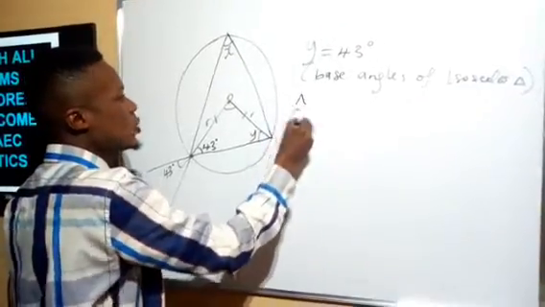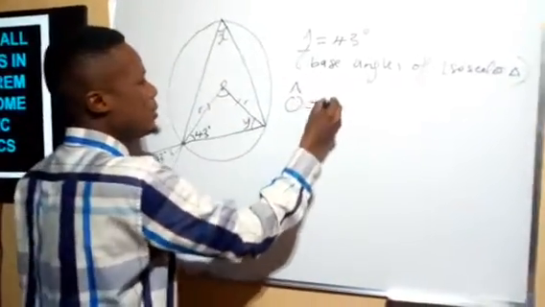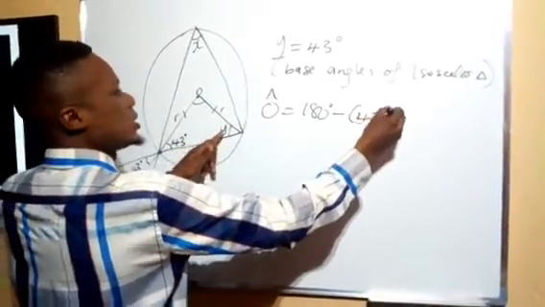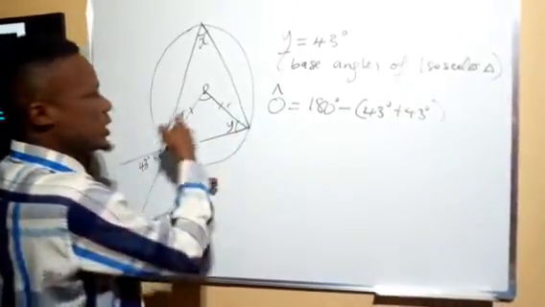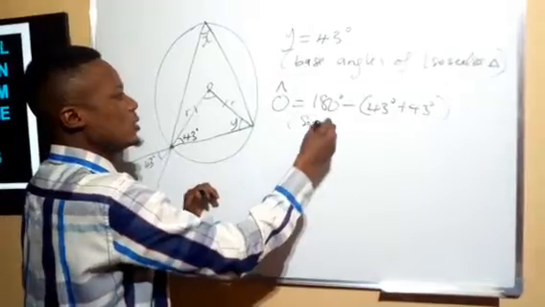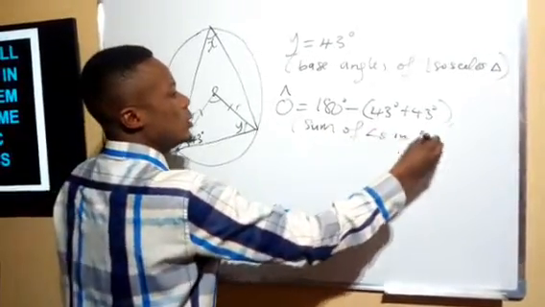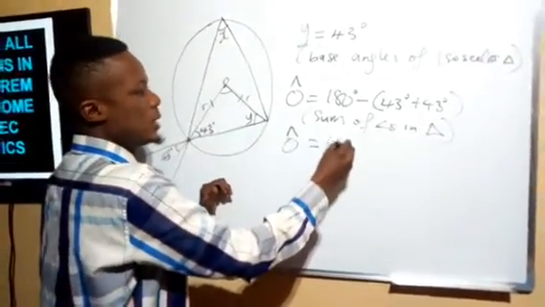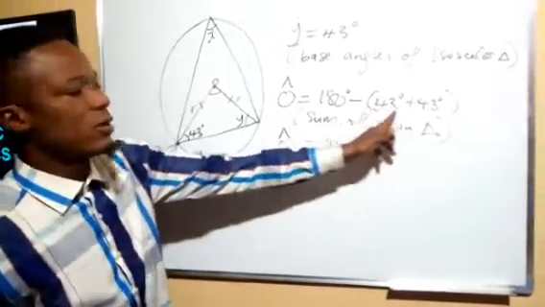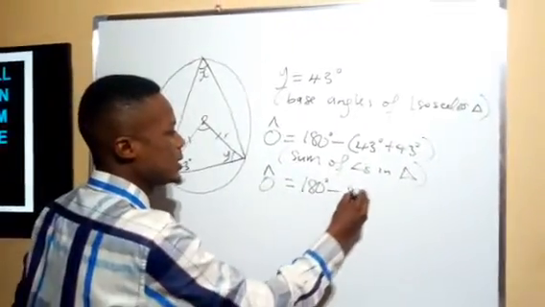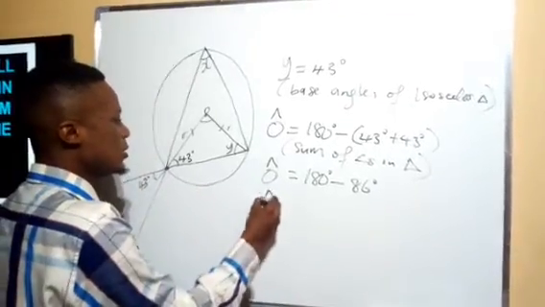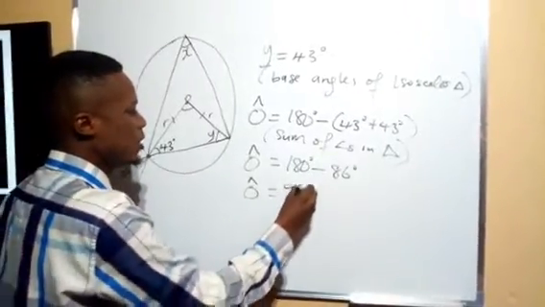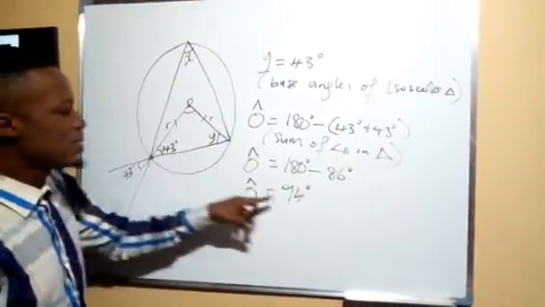So angle at O, that's angle at the center, will now be 180 degrees minus the sum of 43 degrees and the 43 degrees, because this is a triangle and the sum of angles in a triangle is 180 degrees. So angle at center now will be 180 degrees minus, when I sum 43 degrees and 43 degrees, I will get 86 degrees. Now removing 86 degrees from 180 degrees gives me 94 degrees. So angle at center is now 94 degrees.